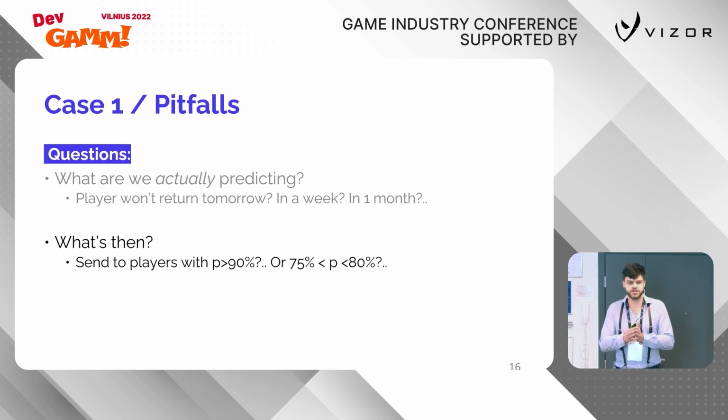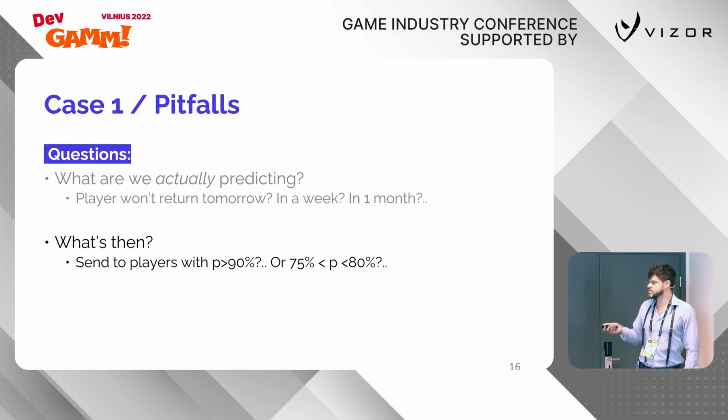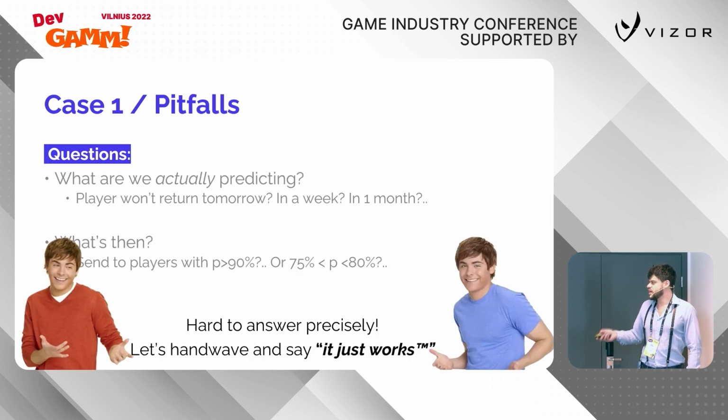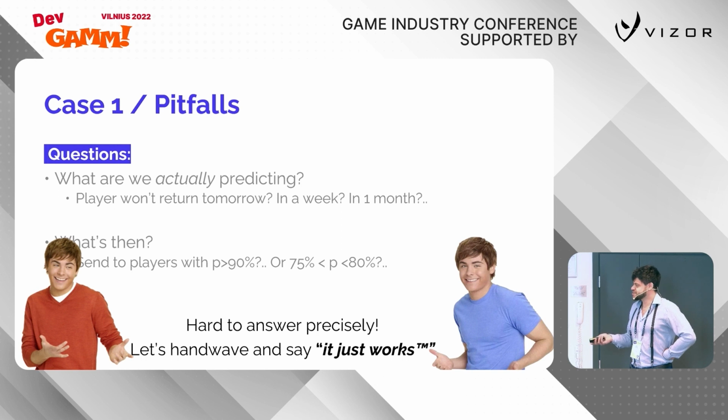Because the churn prediction, the churn score, is one thing, but we also have to transform it into the actual decision to actually send items. Who should receive these gift items? What's the score? These questions are usually hard to answer, and the typical answer is "I think it just works, so let's roll with it." What happens then?